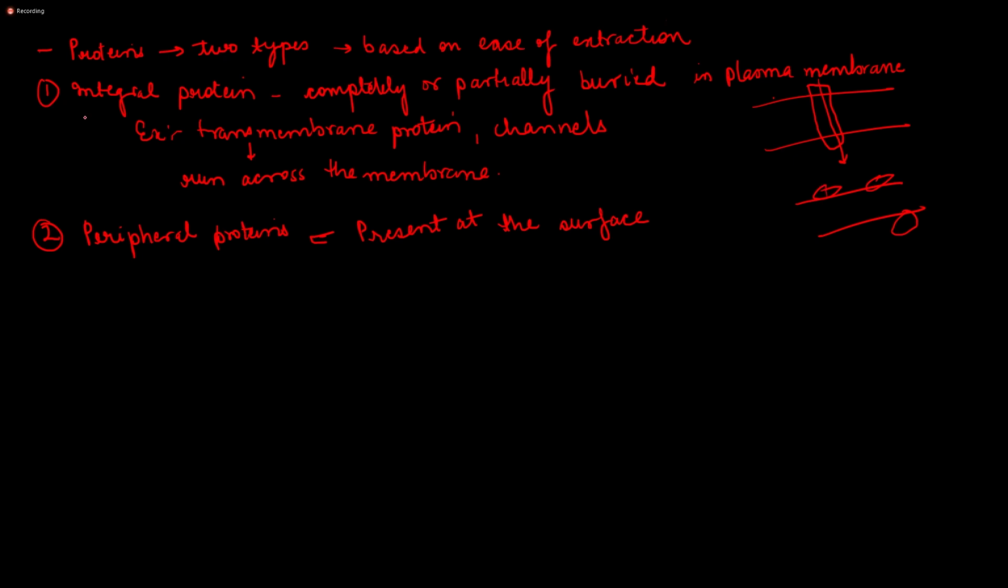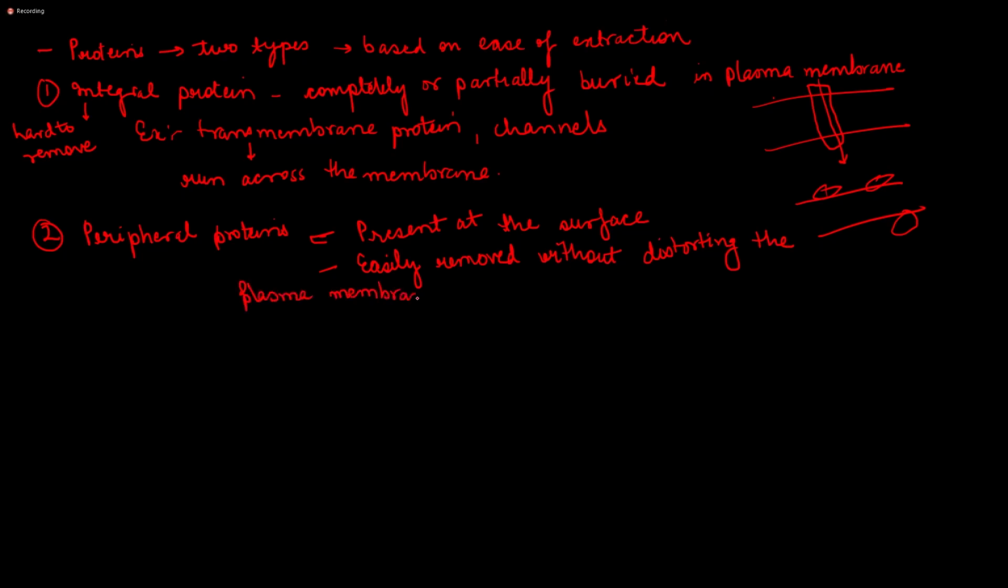So you can say that integral proteins are hard to remove, but these peripheral proteins can be easily removed without distorting or disrupting the plasma membrane. So peripheral proteins can be easily removed without distorting or disrupting the plasma membrane. And these are present at the surface.